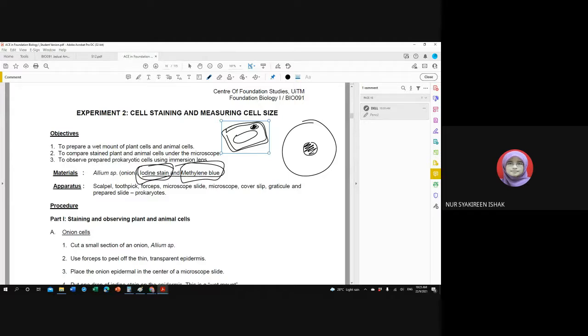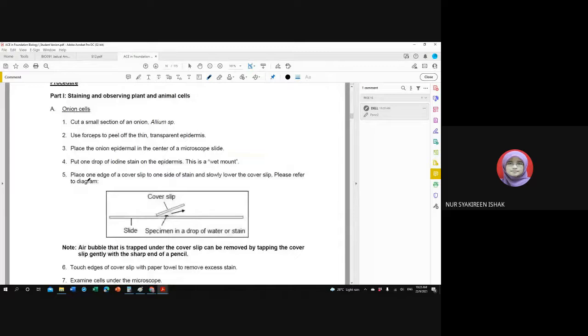So you need a scalpel, toothpick, forceps, microscope slide, the microscope itself, cover slip, reticule, and a prepared slide of prokaryotes. We use the reticule to measure cell size. A reticule is a tool used to measure cell size under the microscope. So these are the procedures.